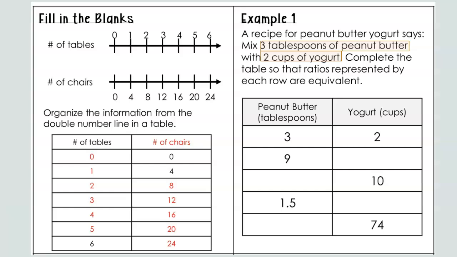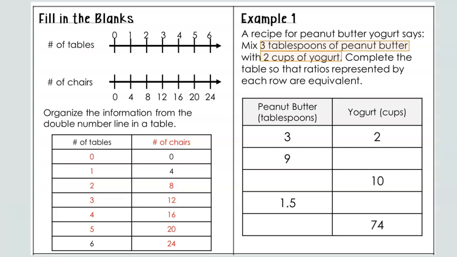A recipe for peanut butter yogurt says to mix 3 tablespoons of peanut butter with 2 cups of yogurt. Complete the table so that ratios represented by each row are equivalent. Peanut butter is the tablespoons and yogurt as cups are 2 labels on the table. We start with our equivalent ratio of 3 to 2.